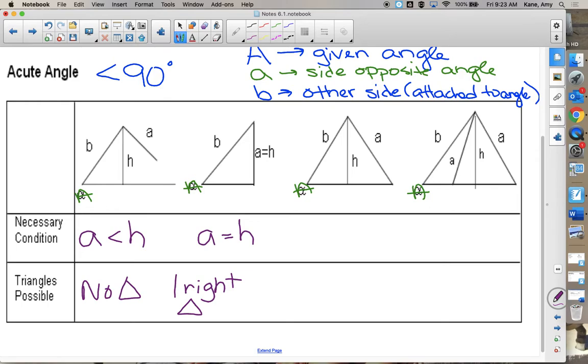The third option was the third one that we looked at yesterday. This happens when A is bigger than the height. So A has to at least be equal to the height or bigger for a triangle to exist, and then it's also larger than the other given side. A is the side that's across from the angle. So if that side across from the angle is bigger than the height and bigger than the other side, then we will have one triangle.